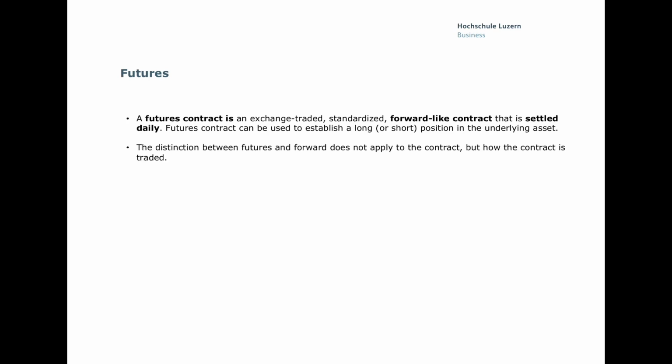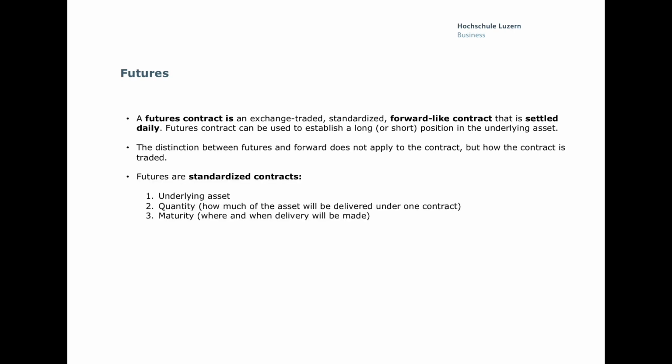The distinction between futures and forwards does not apply to the contracts themselves, but to how the contract is traded. Another characteristic we will have a closer look at a bit later in this course is that futures are settled daily. You might wonder, what do we mean by a standardized futures contract?